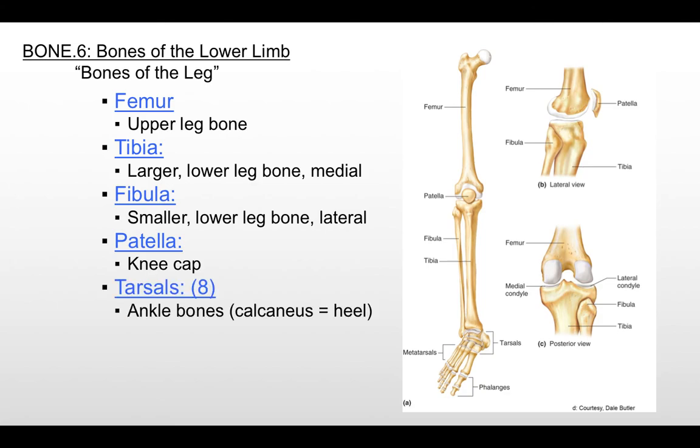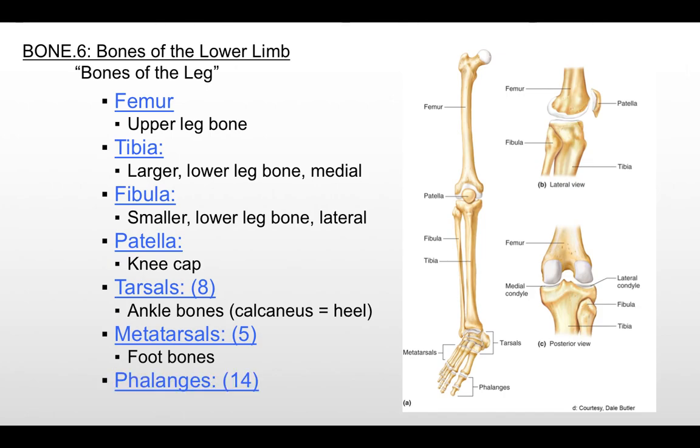You have 8 ankle bones, one of which is really big, and it's called the calcaneus, and it's what you feel in your heel, supports a lot of weight. You have 5 metatarsals, which are your foot bones, and then again 14 phalanges, but instead of your fingers, these are making up your toes.